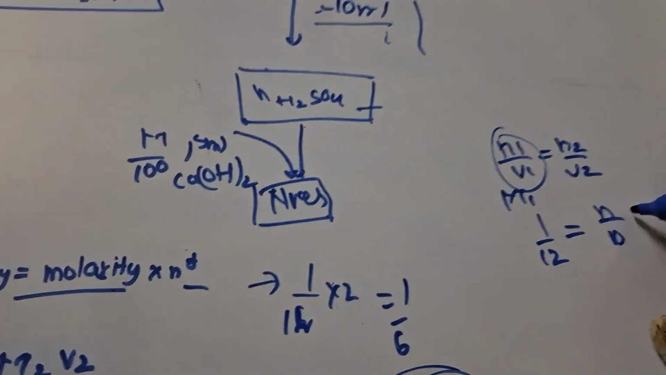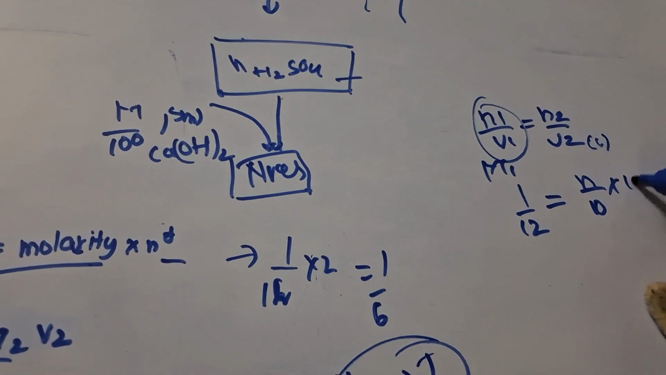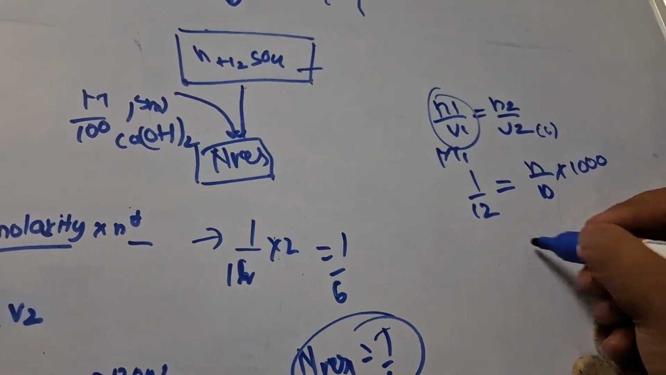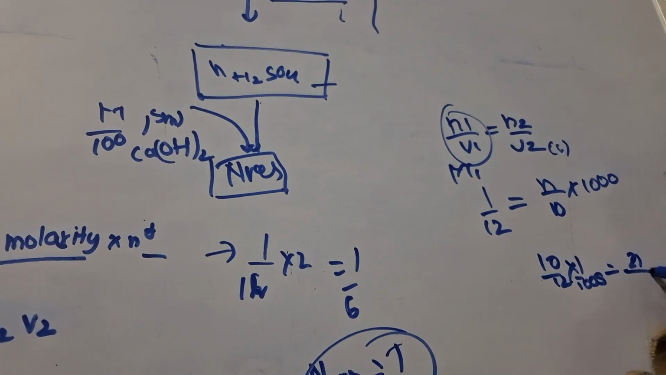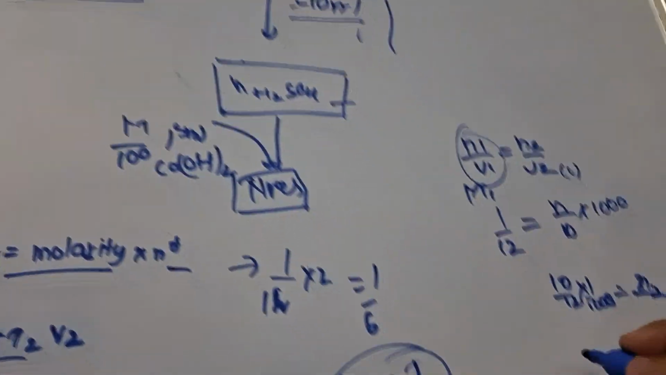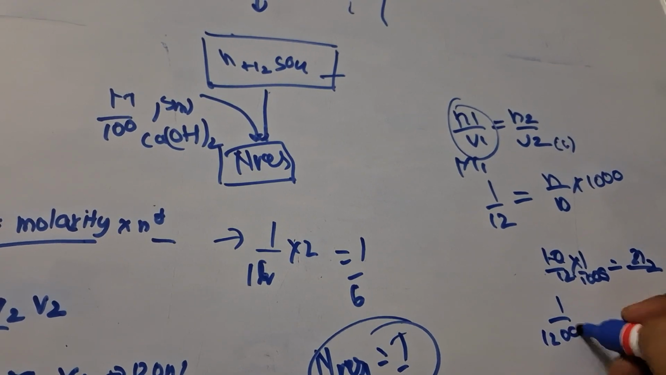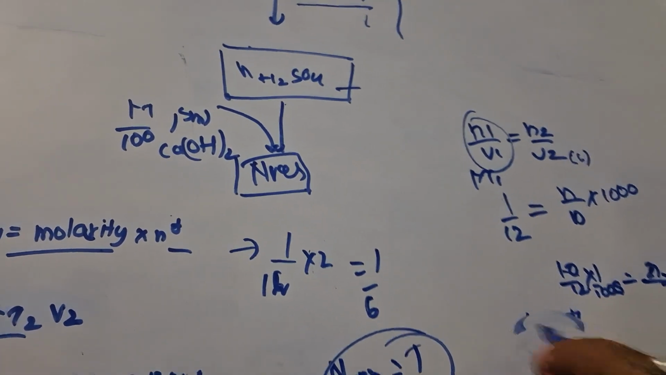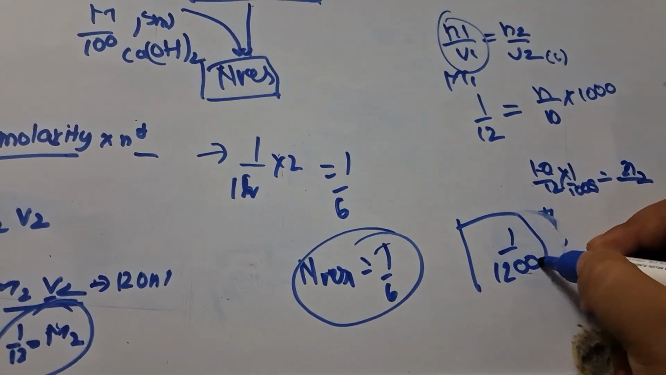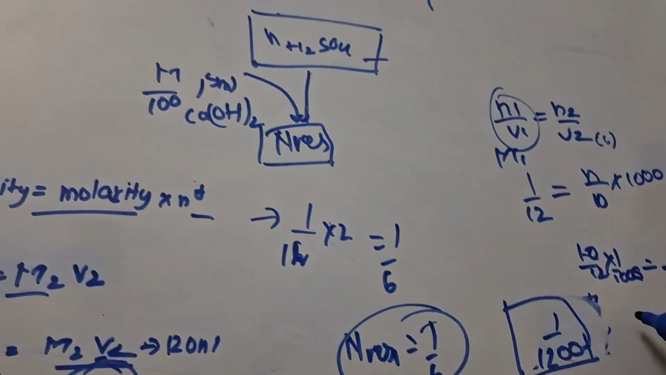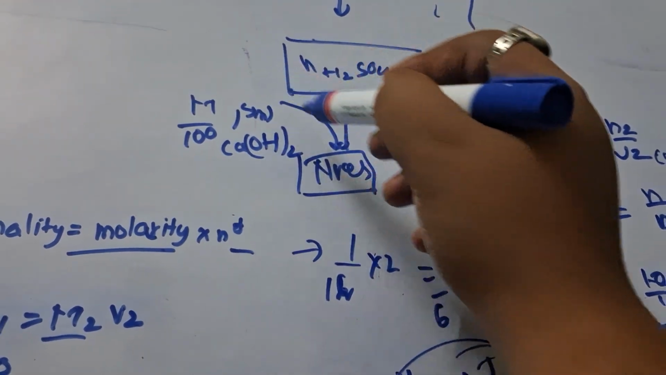10 milliliters, and this is in liters now. So this will be volume 2 in liters, multiplied by 1000. So 10 by 12 into 1 by 1000. That's n2, the number of moles. So that will be 1 by 1200. That is the number of moles, 1 upon 1200. Now we have to find the resultant normality when we add more to this.